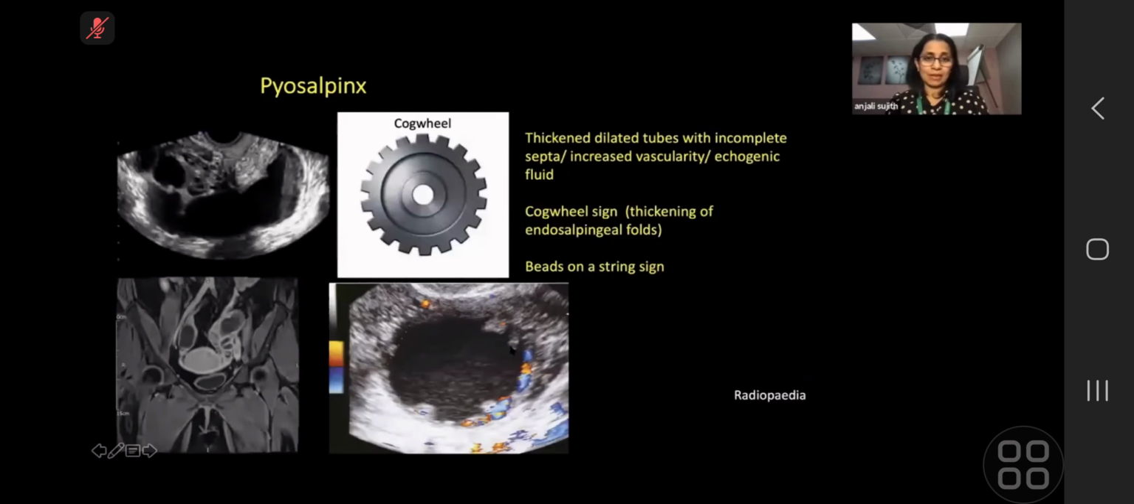Okay, good. So pyosalpinx on ultrasound, you will again see as a tubular structure which may have internal echoes or maybe a fluid level. There are longitudinal folds within the tube, which get thickened due to inflammation. So on a true cross section, you will see a pattern similar to a cogwheel because of the thickened longitudinal folds. So this is a cogwheel sign or a beads on a string sign.